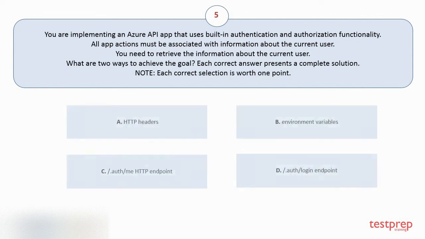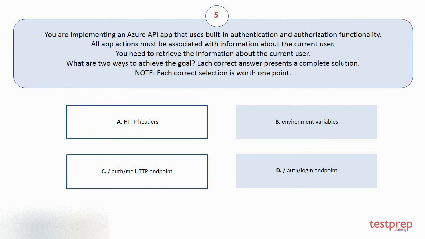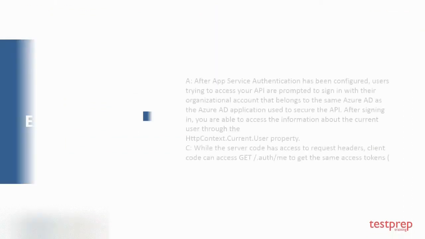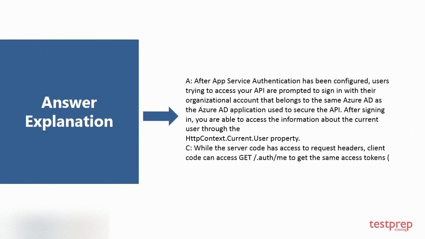Your options are. A. HTTP headers. B. Environment variables. C. The following HTTP endpoint. D. The following endpoint. The correct answers are option A and C. You can refer to the following for the explanation of the answer.